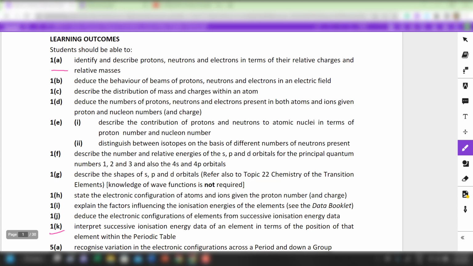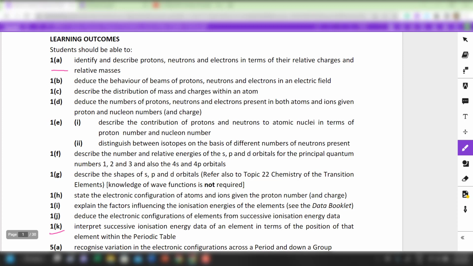Are you able to deduce the behavior of beams of protons, neutrons, electrons in the electric field? If you are not able to, then you can go and review the relevant section from your lecture notes or the relevant parts from your lecture videos.